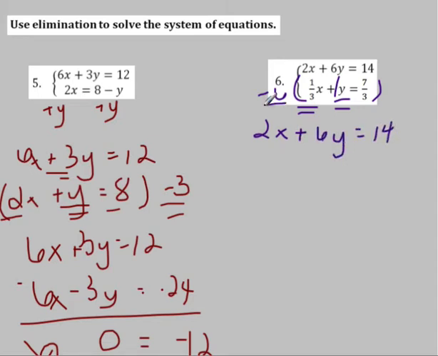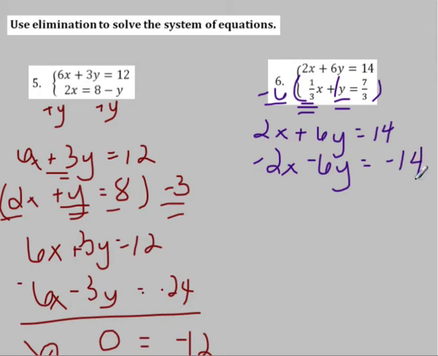-6. So -6 times 1/3, that's the same as dividing by 3, is a -2x. Then this is going to be a -6y, and then 7/3 times a -6. Well, look at it this way. -6 divided by 3 is -2. -2 times 7 is a -14.